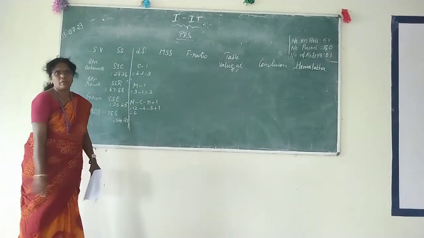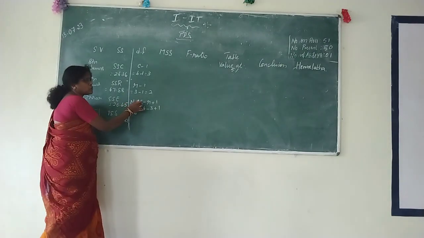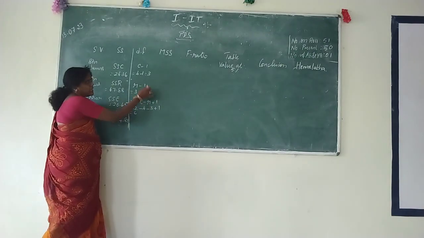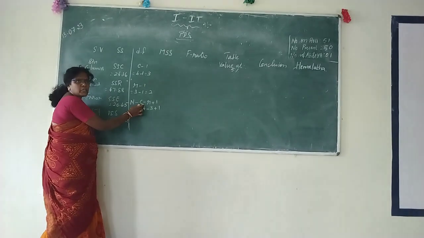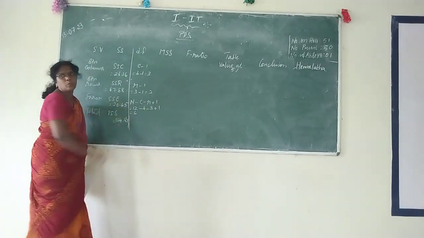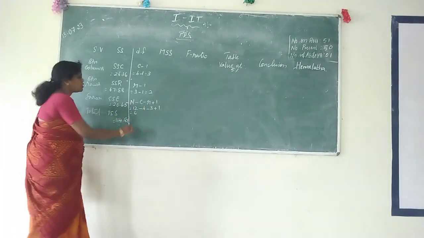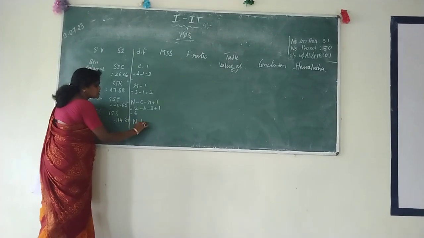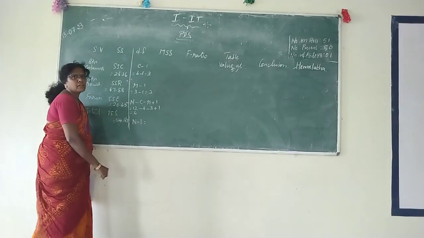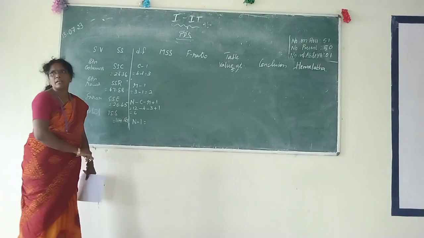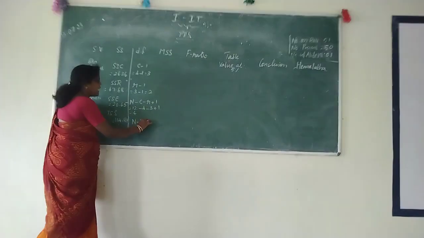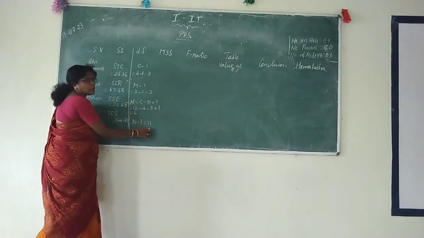Be careful here. As I told you in the one way, you will make the mistake when you substitute C and R value. Don't do that. It should be equal to what? N minus 1. What is N minus 1? 11. When you add these three values, it should be equal to 11.